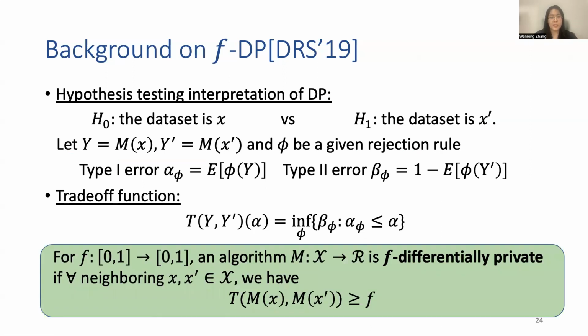Then we can say an algorithm is FDP if for all pairs of neighboring datasets, the trade-off function between M(X) and M(X prime) is greater than a target trade-off function f. Which means the best type 2 error is at least f of alpha. So FDP allows the full trade-off between type 1 and type 2 errors by this target trade-off function f. And a larger trade-off function implies a stronger privacy guarantee. And this is the opposite of the traditional epsilon DP.